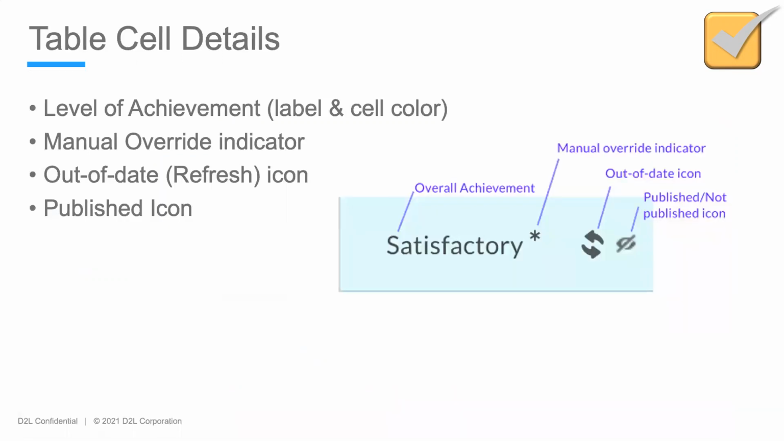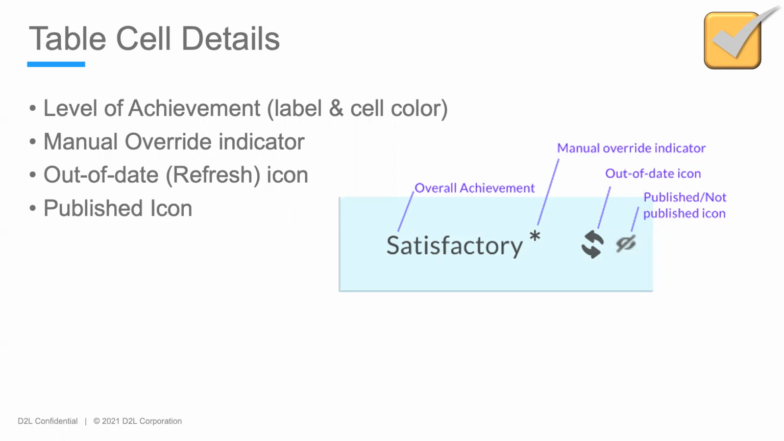So each table cell shows the level of achievement. So the label, the title of it, is based on the label from the achievement scale, and the color is based on the color that was chosen in the achievement scale. There's also a little asterisk that could appear next to some of those labels. That's an indication for a manual override. And I'll talk about that manual override workflow here in just a second. But that's, again, up to the professional judgment of the evaluator if you want to state a level of achievement for this student across all the activities, not just activity by activity.